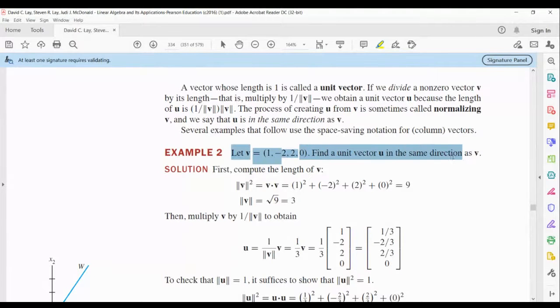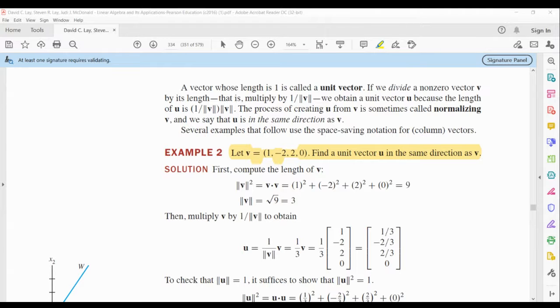Sometimes we want to have a unit vector. So for instance, in example 2, they say let the vector v be a vector with 4 components. It lives in 4-dimensional space, and the components are 1, -2, 2, and 0. Find a unit vector in the same direction as the vector v. Well, we have to basically normalize. We call this normalization when we want to take a vector and create another vector with length 1.